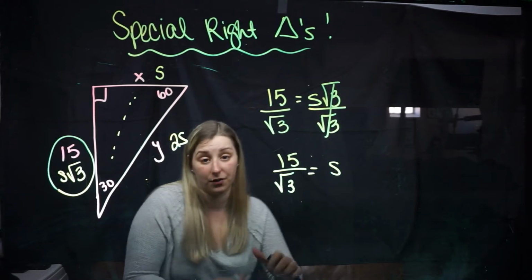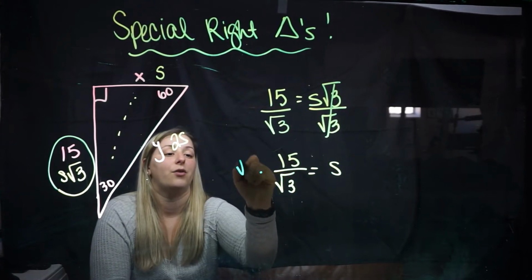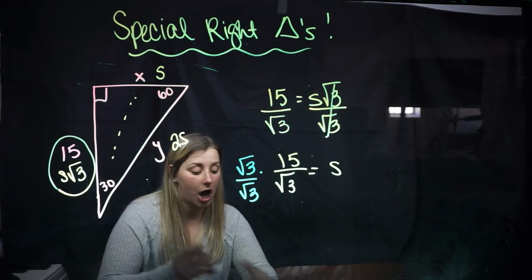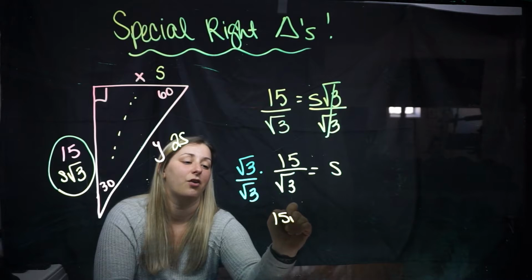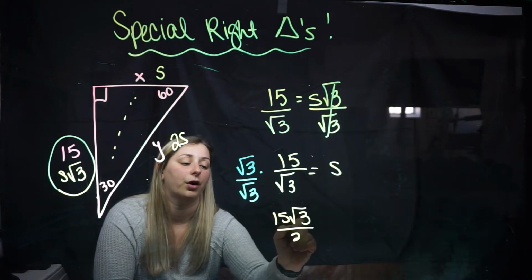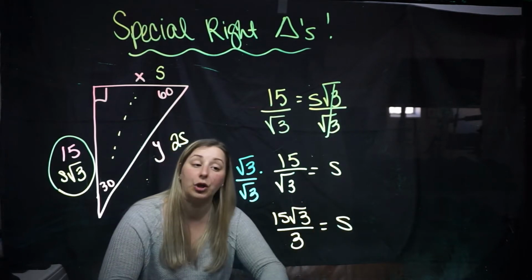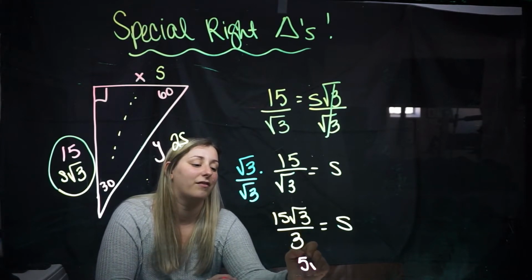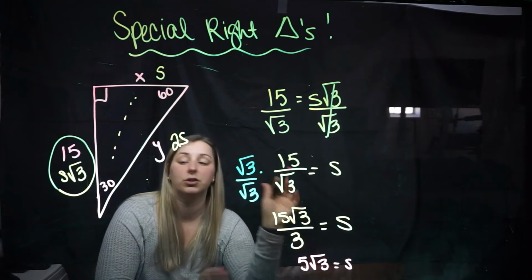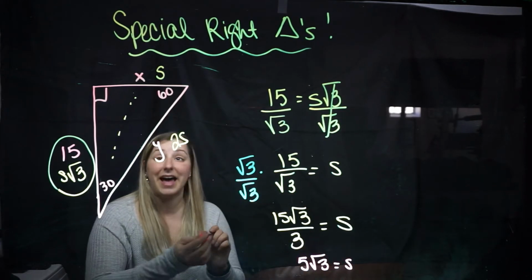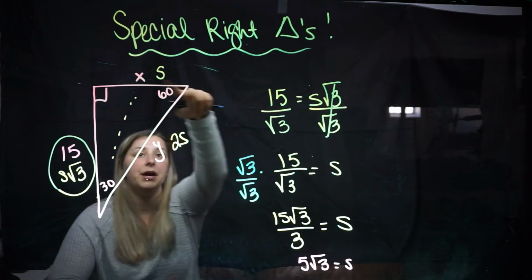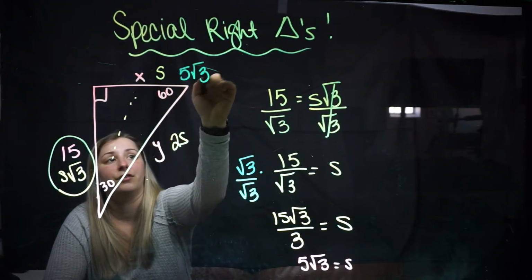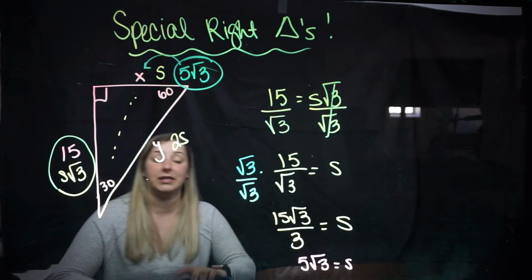We're not allowed to leave a radical in the denominator, so we're going to multiply by rad 3 over rad 3. Now when we multiply straight across, we have 15 rad 3 all over 3, and that's equal to S, but remember you can simplify that. So 15 divided by 3 is 5, rad 3 is equal to S. So the side length S up here, opposite the smallest angle, is 5 rad 3. That's what this x value is equal to.